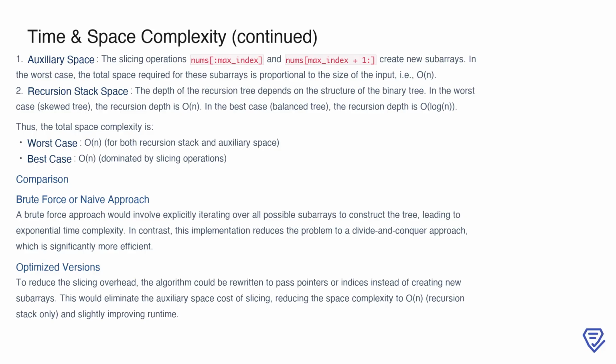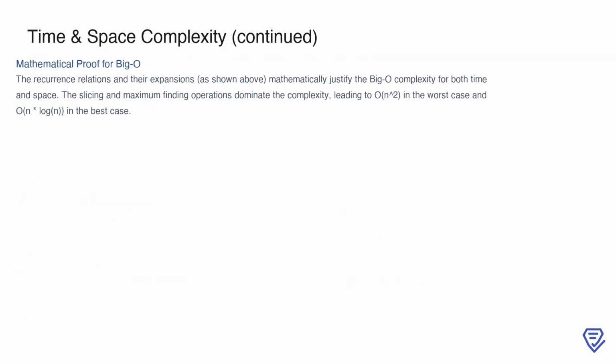Comparing this approach to a brute force method, where all possible subarrays are explicitly iterated over, the divide and conquer strategy is far more efficient. A brute force approach could lead to exponential time complexity, while this implementation keeps the time complexity manageable. Finally, one optimized version of this algorithm could involve passing pointers or indices instead of creating new subarrays. This would eliminate the auxiliary space cost of slicing, reducing the space complexity to O(n), and slightly improving runtime efficiency. To mathematically justify these big O complexities, we analyze the recurrence relations and their expansions.